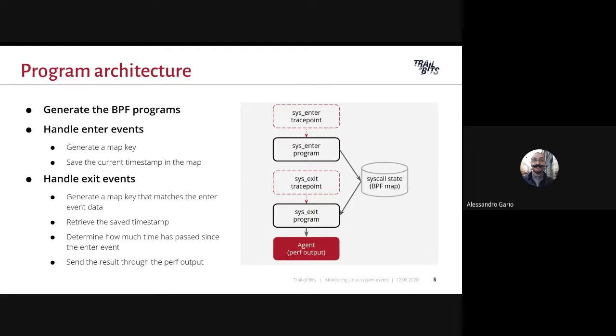When the syscall is called, the enter program uses a BPF map to store its state data, which in our case is a simple timestamp. At some point in time, the syscall will return, calling our exit program. We retrieve our data from the map so that we can time the call. Once we have the result, we send it to the user mode application using the perf output. So I've mentioned maps, trace points, and perf outputs. Let's define them a little better.